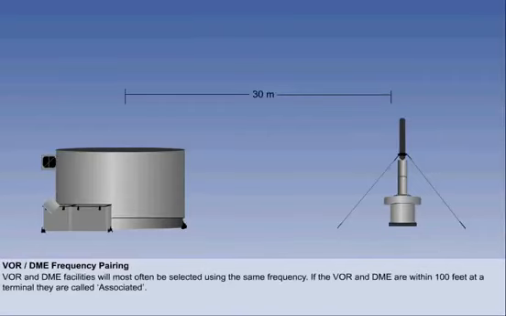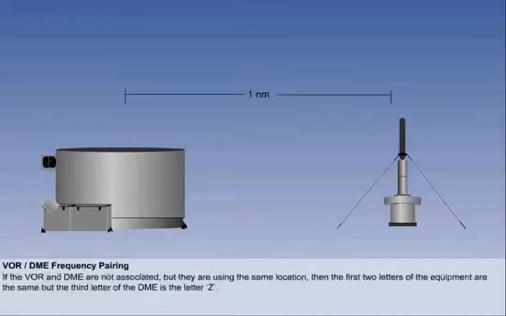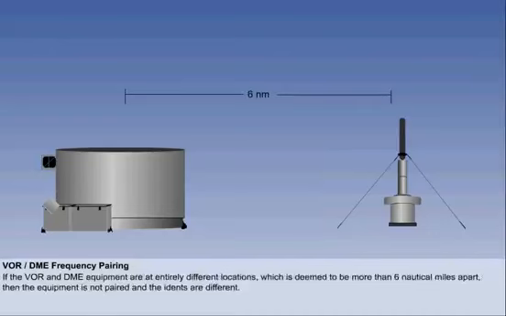For an en route VOR, the maximum is 600 meters. If the VOR and DME are not associated, for example, a terminal DME which is more than 100 feet from the VOR, but they are using the same location, then the first two letters of the equipment are the same, but the third letter of the DME is the letter Z. If the VOR and DME equipment are at entirely different locations, which is deemed to be more than 6 nautical miles apart, then the equipment is not paired, and the idents are different.